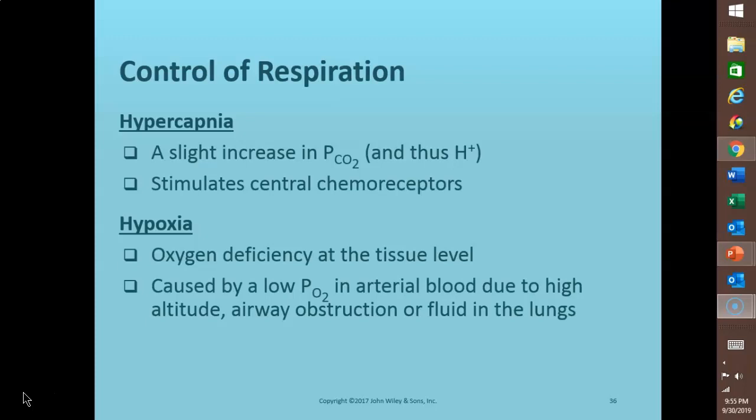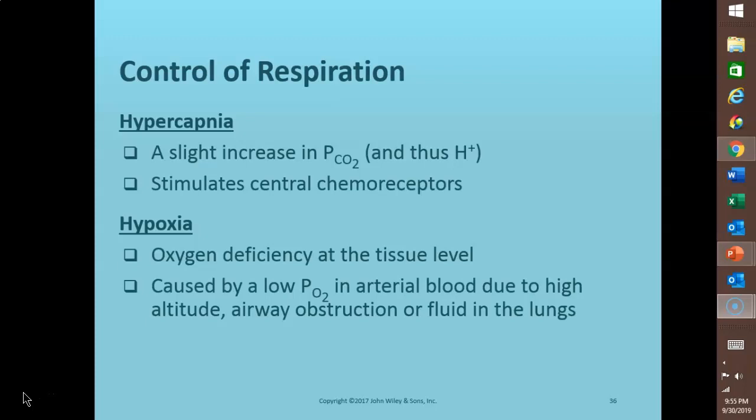All right, so the last thing I mentioned before I remembered to change the slide was that even a slight increase in the partial pressure of CO2 can occur, and it causes a condition known as hypercapnia, and that stimulates those central receptors, which will alter the rate of breathing. These chemoreceptors are going to participate in a negative feedback system that's going to help regulate CO2, oxygen, and hydrogen ions in the blood.